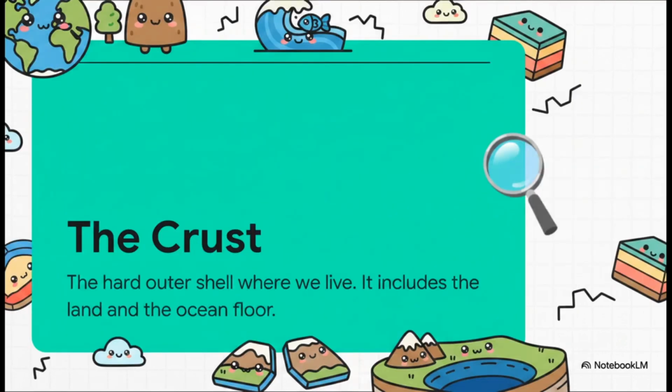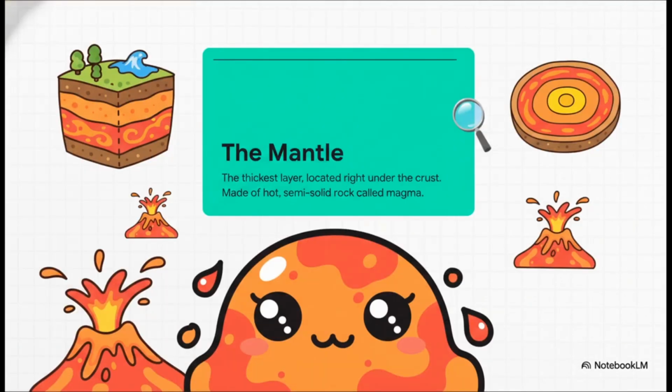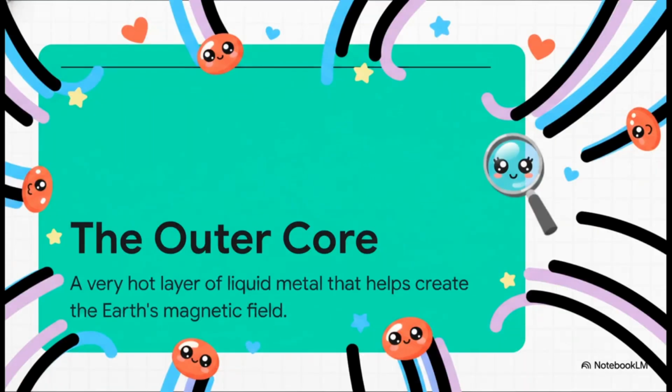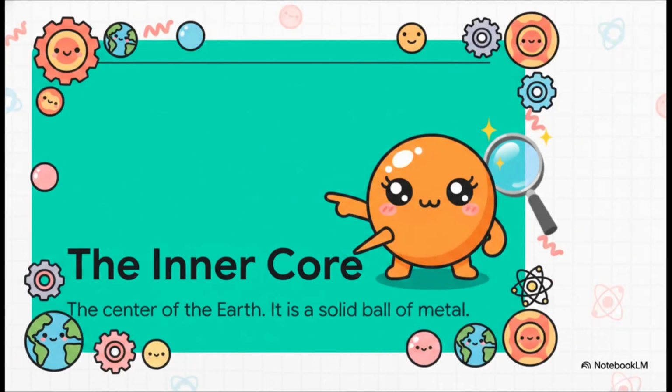First up is the crust. It's that incredibly thin, rock-hard outer shell holding our land and oceans. Right underneath, we've got the mantle. It's the thickest layer, basically packed with hot, semi-solid rock called magma. Going deeper, there's the outer core. It's a fiercely hot liquid metal layer that generates our magnetic field. And right at the center, that's the inner core, just a completely solid ball of metal.